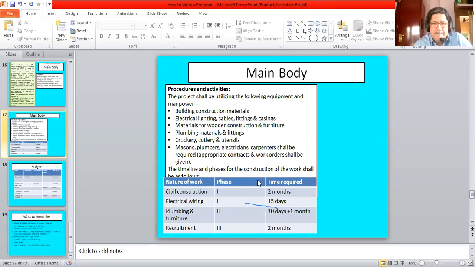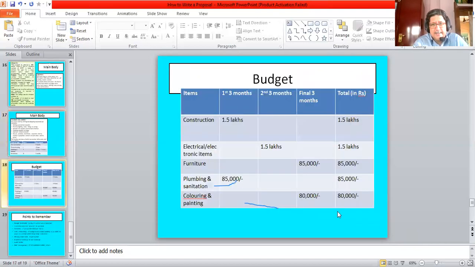Now, the timeline for the construction of the project is given in phases. Civil construction in the first phase, 2 months. Electrical wiring, first phase, 15 days. Plumbing and furniture, second phase, 10 days. Furniture making, 1 month. And recruitment of people or manpower in the third phase, 2 months. So this whole process would take around 6 months.